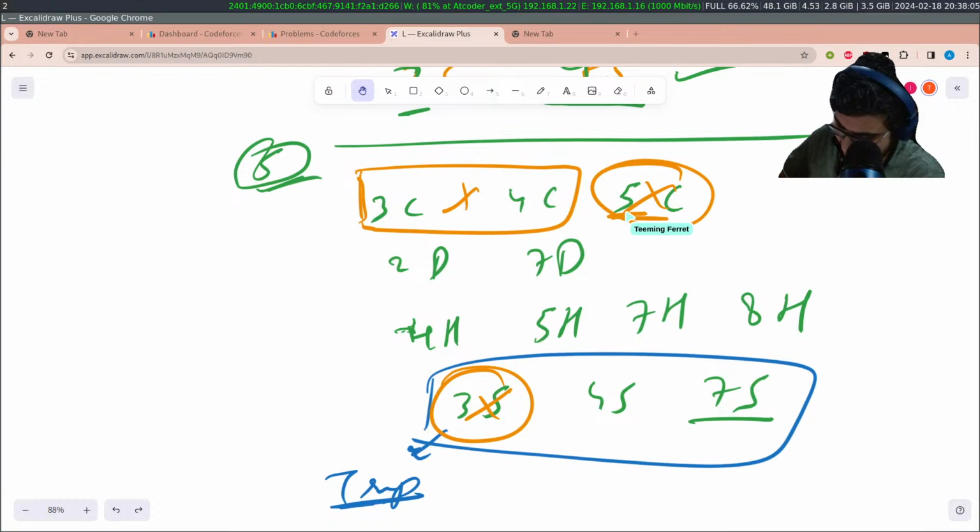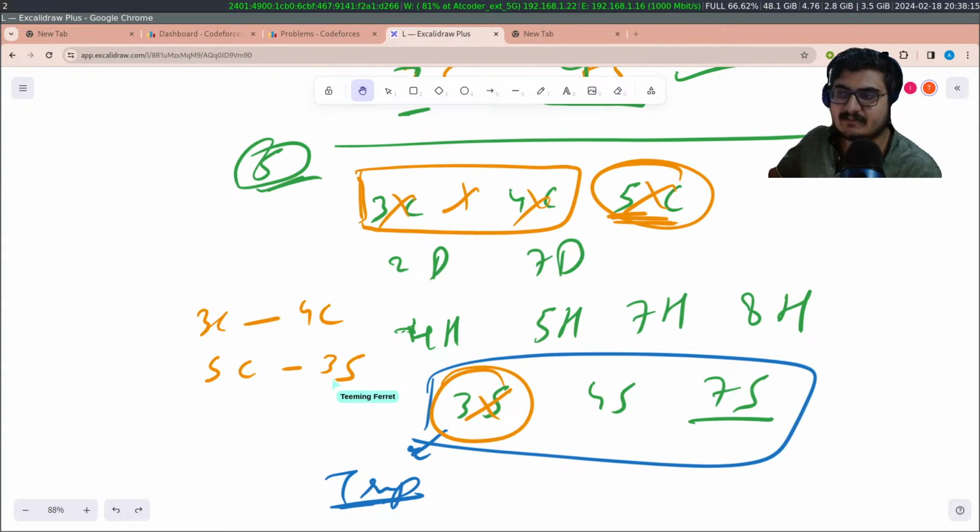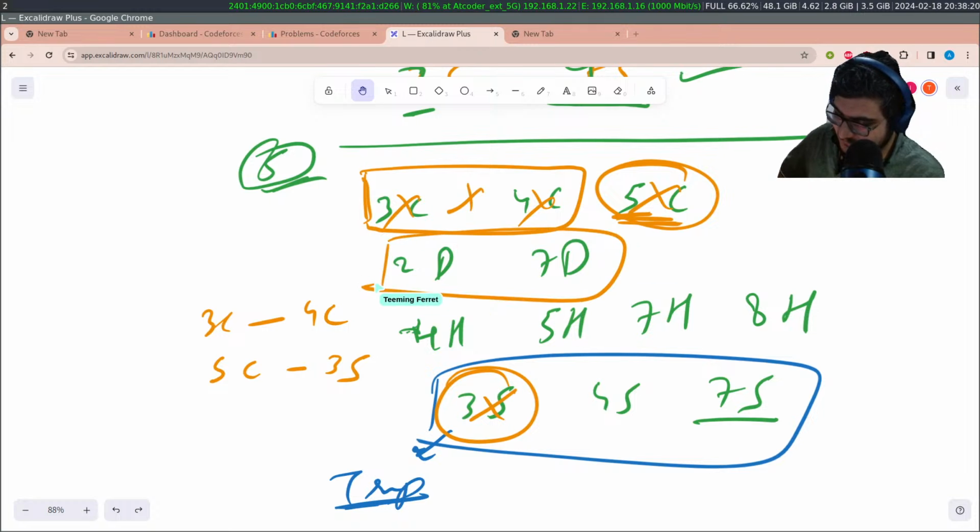So like 3C, 4C, this is gone. Now because 5C is remaining, you pair 5C with one of the trump cards. You can take any trump card, that works. Now you have 2D, 7D. If you sort this in increasing order, then you can pair 2D with 7D and remove them from the table.